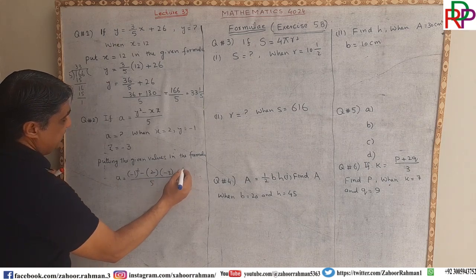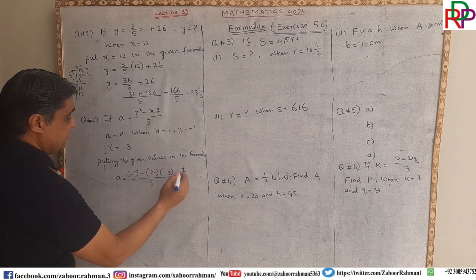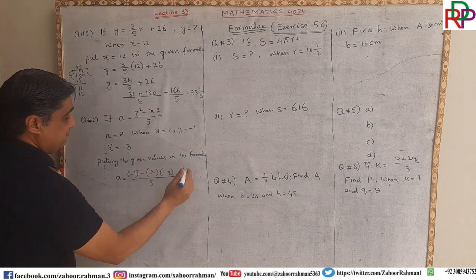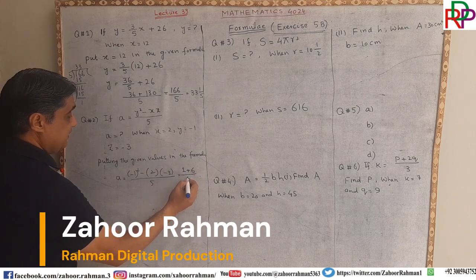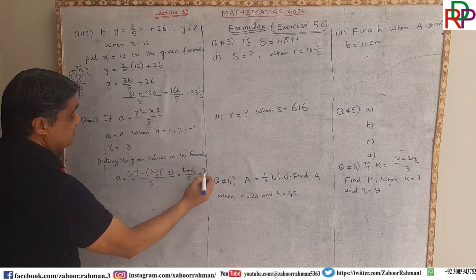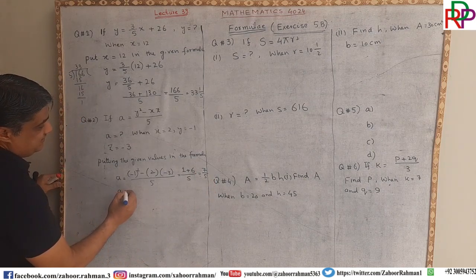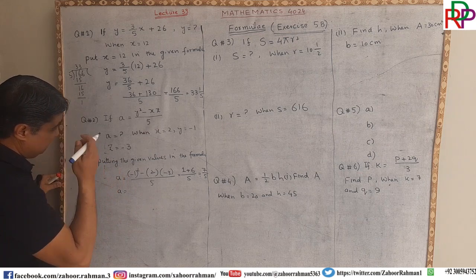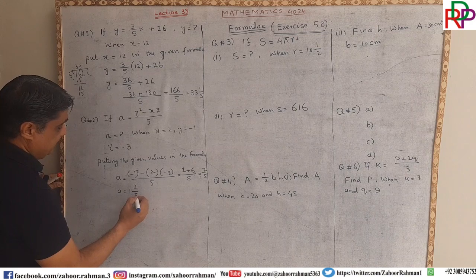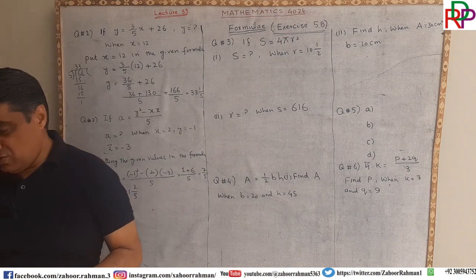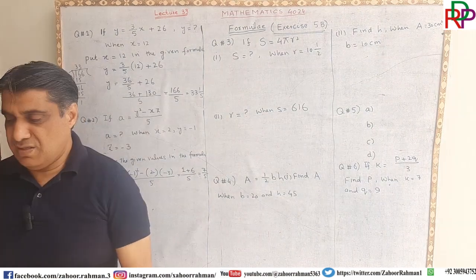So let us evaluate it. Minus 1 whole square will become 1 and this minus will become positive with this minus, and 2 3s are 6, divided by 5, which is equal to 7 divided by 5. When we divide this 7 by 5, so 1 whole 2 over 5 will be the answer.